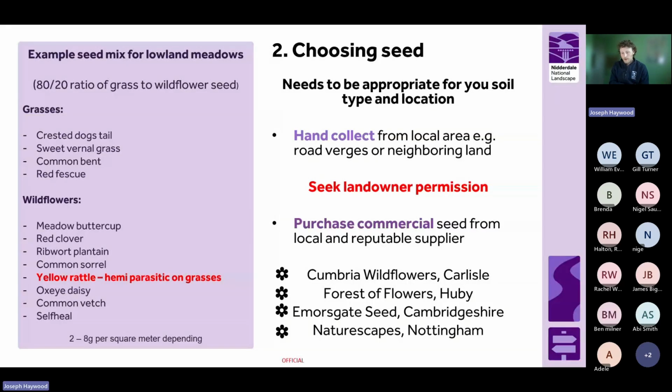You can add too much and you're creating too much competition and you're spending money on seed that's not going to do very well. But if you've got the funds, and you've got a grass sward already, tipping it up to 4 grams per square meter will get you good results.